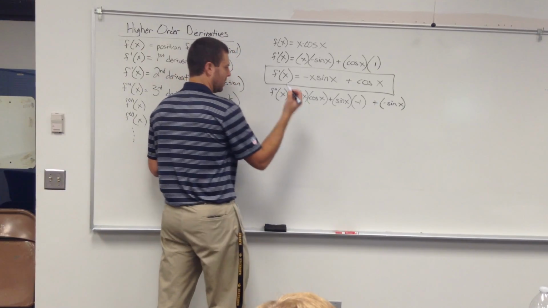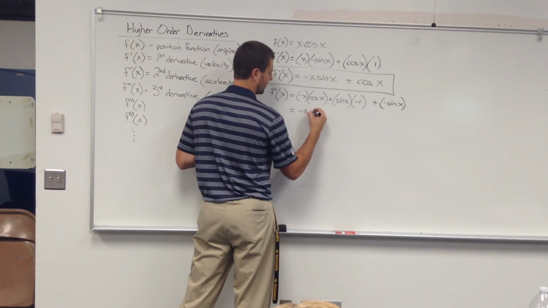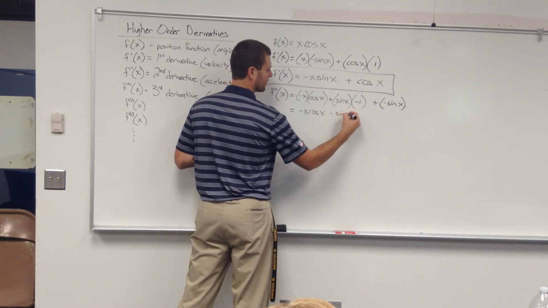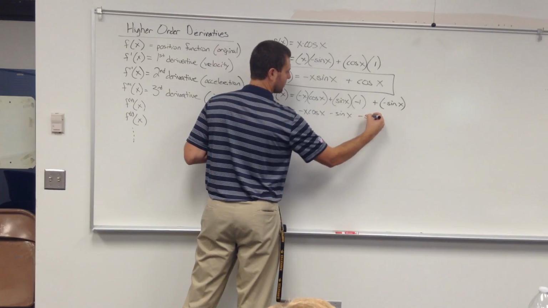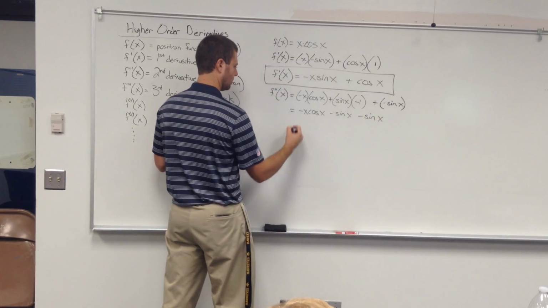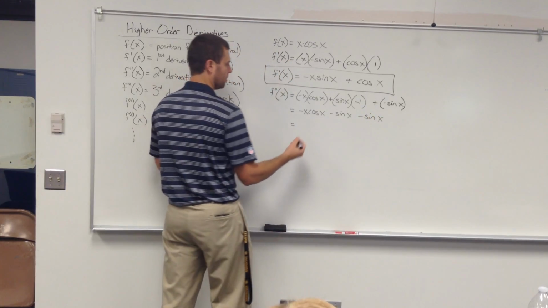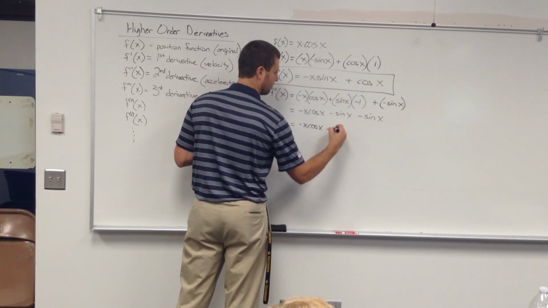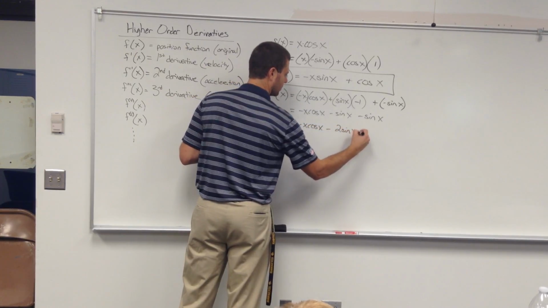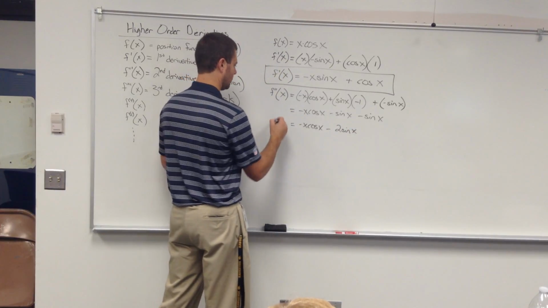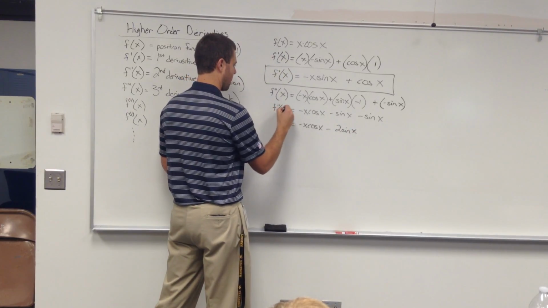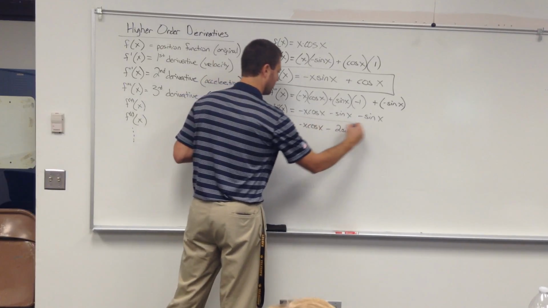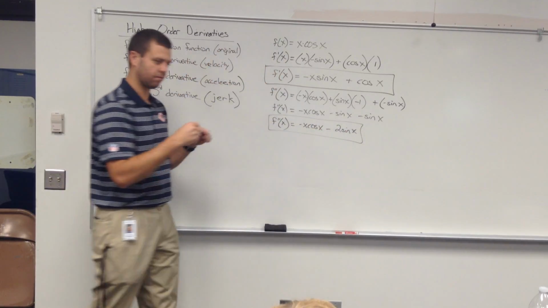Negative x times cosine x. Exactly that. Minus sine x. Minus sine x. So I would probably write negative x cosine x minus 2 sine x. There'd be my second derivative.